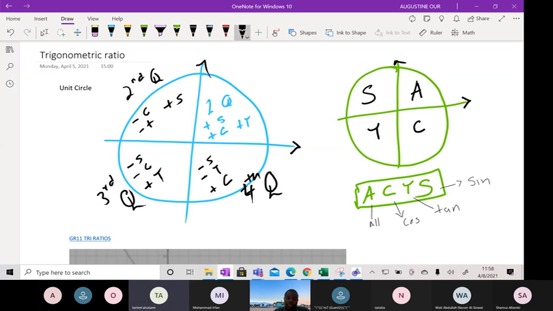So we're going to use this property to answer some questions. Teacher, in the fourth quadrant, sin is negative, tan is negative, and cos is positive? Yes, positive. Okay, thank you.